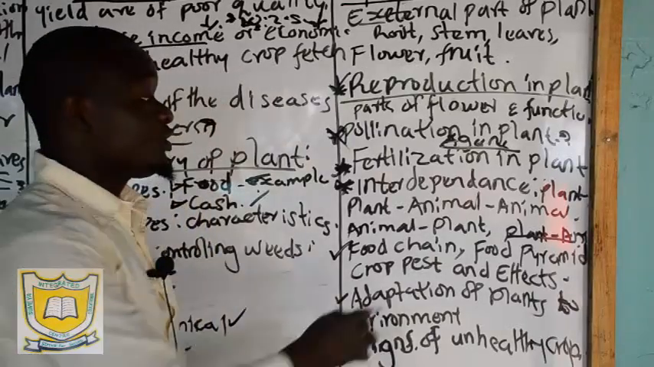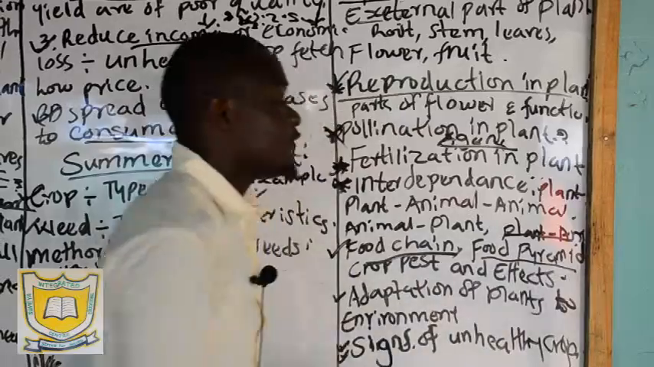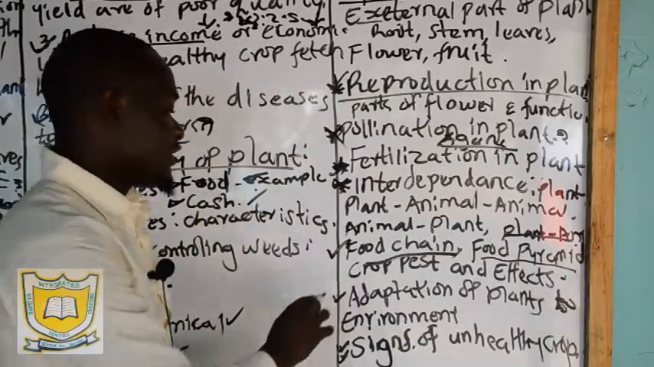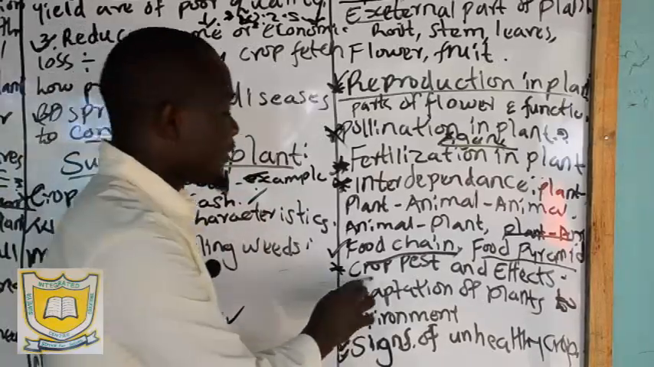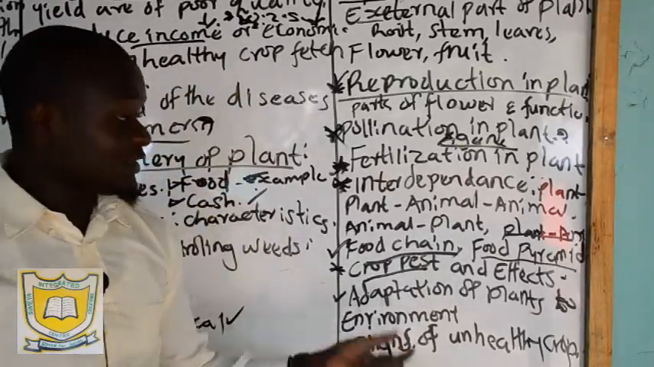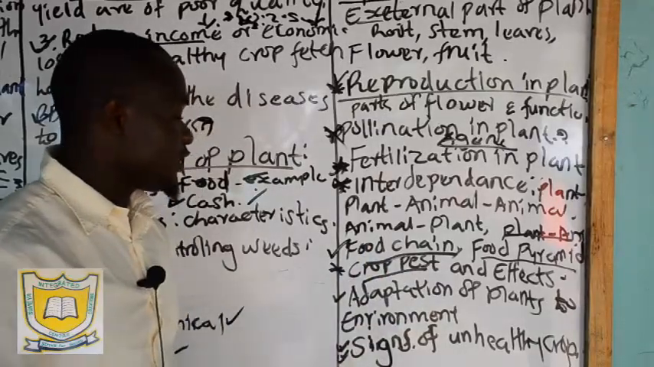Next, we talked about the food chain. We discussed the food chain, and also what we call the food pyramid. You must understand that part very well. And also we talked about crop pests, the types of pests and their various effects. So you have to understand them, go through them, and get well updated with them.